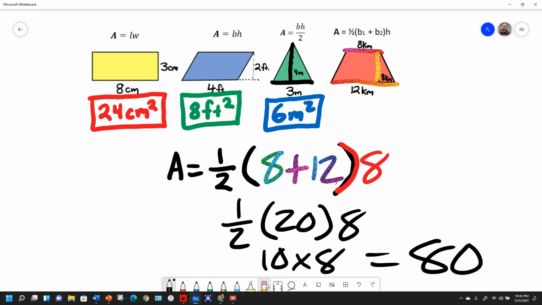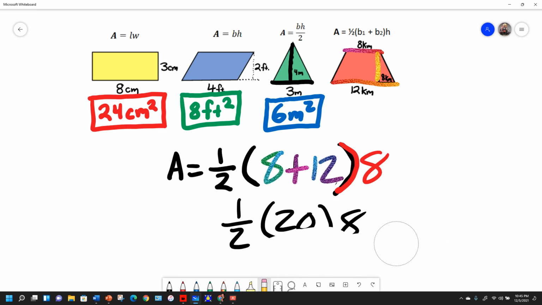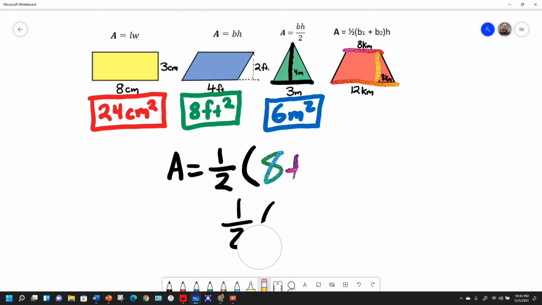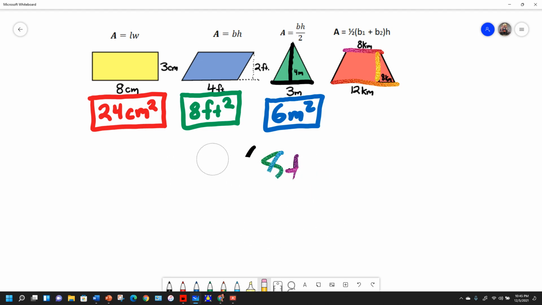So the area of that particular trapezoid is 80 kilometers. Well, that's a big one. 80 kilometers squared. What color should we use for this? I don't know, light blue, 80 kilometers squared.